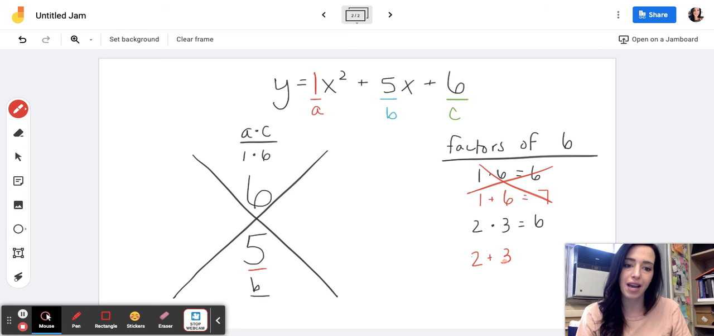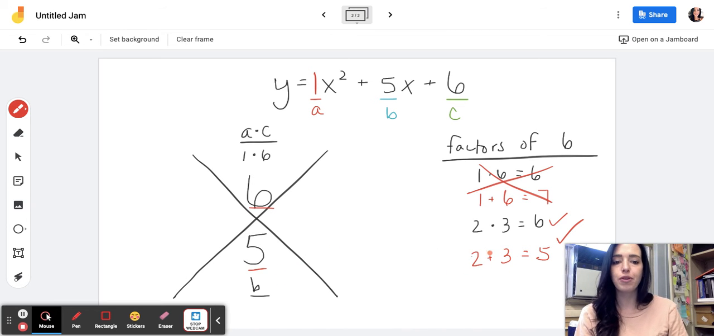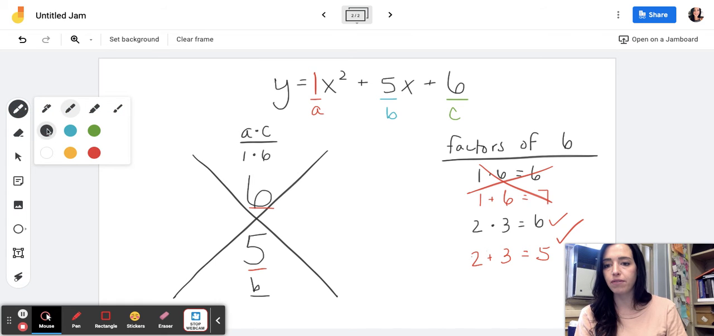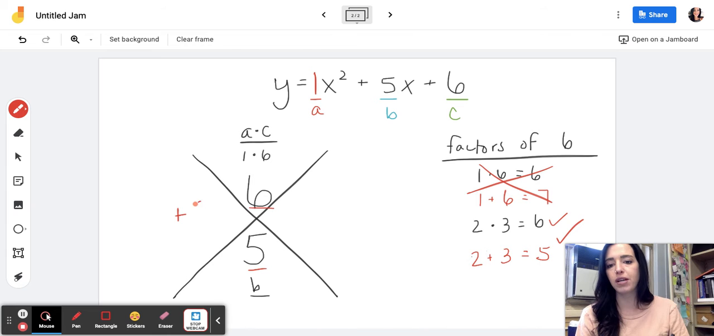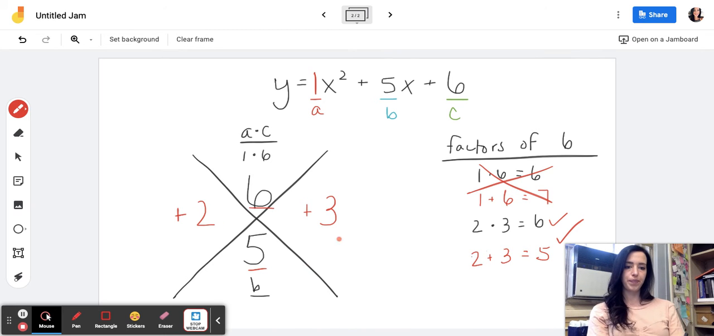2 plus 3, however, does equal 5. Bam. So 2 times 3 is going to give me this top number 6. 2 plus 3 is going to give me the bottom number 5. Notice these are both positive. So what I'm going to do, actually I'll do this in red, I'm going to plop this positive 2 and positive 3 on the different sides of the x. I'm kind of running out of room.